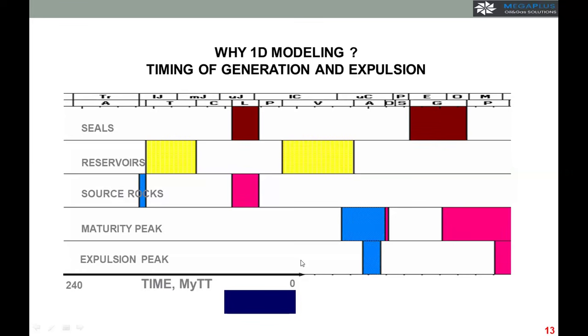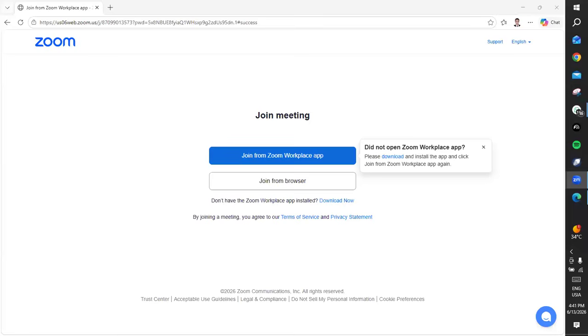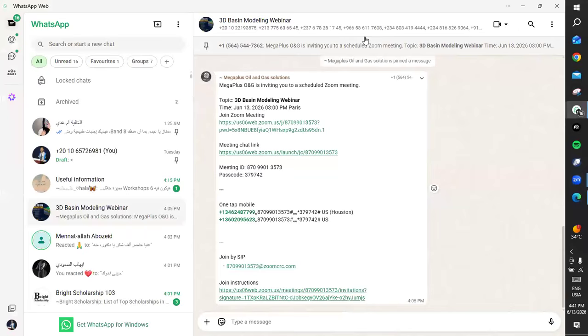Actually, time is a very, very important tool in our 3D basin modeling, or basin modeling at all. If you don't know the time, you will lose everything, you will lose all your data. If you know the time, you will build a very robust interpretation, a very robust model. You can depend on it for exploration, for development, and so on.